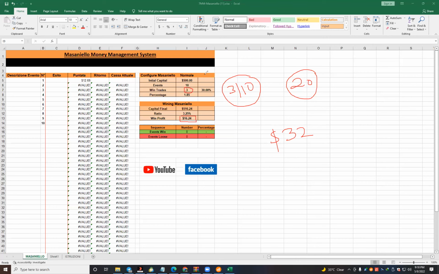Then change this 3 into 2. Is it possible? Will we still get a profit with 2 trades out of 10? Is it possible to win? Yes. Okay. A lot. So when you win 2 trades, how much amount will you get? 2.69.